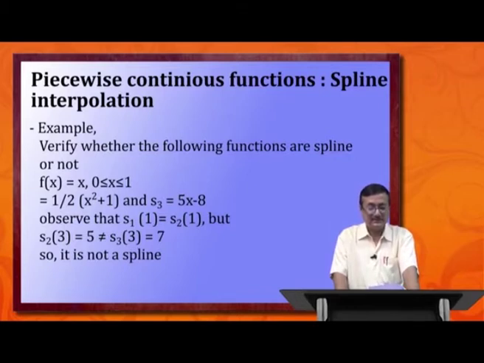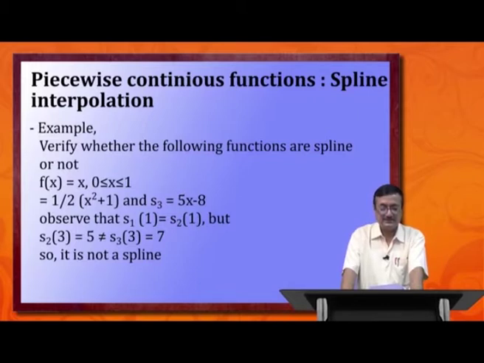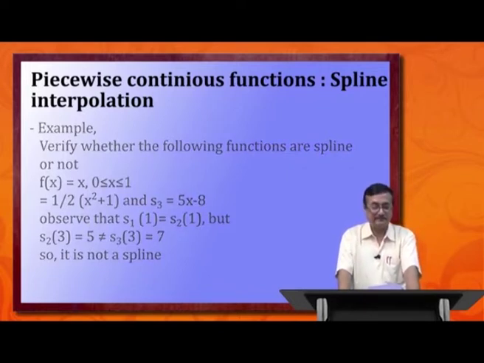We see that S2 at the point x equal to 3 is equal to 5, while for S3 at x equal to 3 it is 7. So S2(3) is not equal to S3(3). So S(x), that is f(x), is not a spline because it does not satisfy the condition that at the interior point 3 the functional value of S2 is not equal to the functional value of S3. It is not a spline.